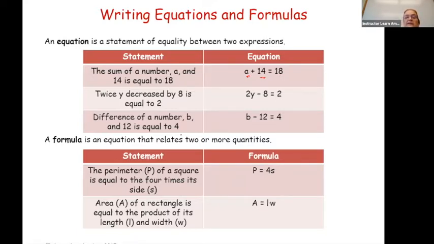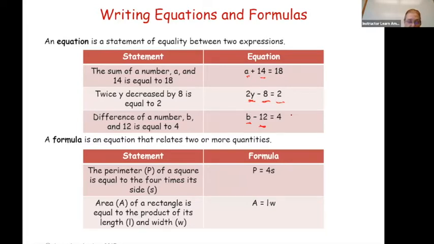Twice y decreased by 8 is equal to 2. If y is the variable, we have twice y, decreased by 8 means we're subtracting 8, and that's equal to 2. The difference of a number b and 12 is equal to 4. Difference means subtraction. So the number b, taking away 12, or less 12, gives us 4.